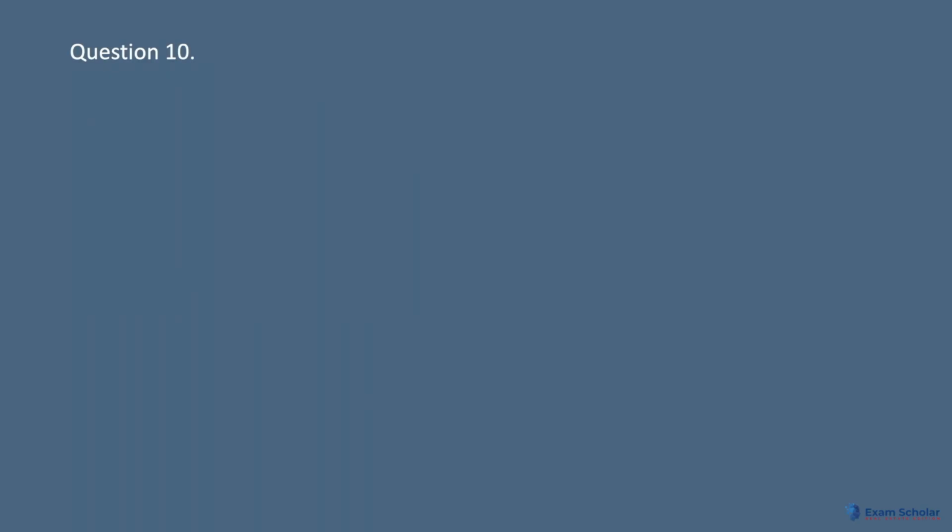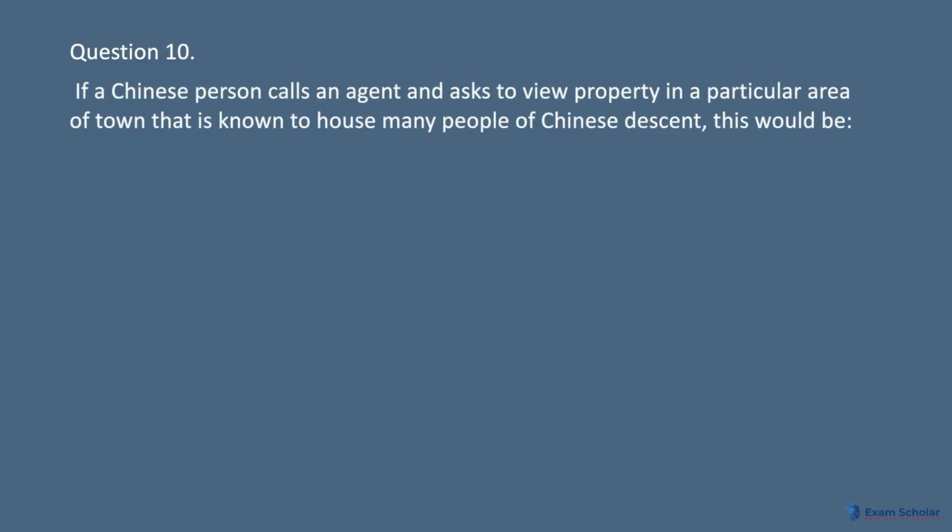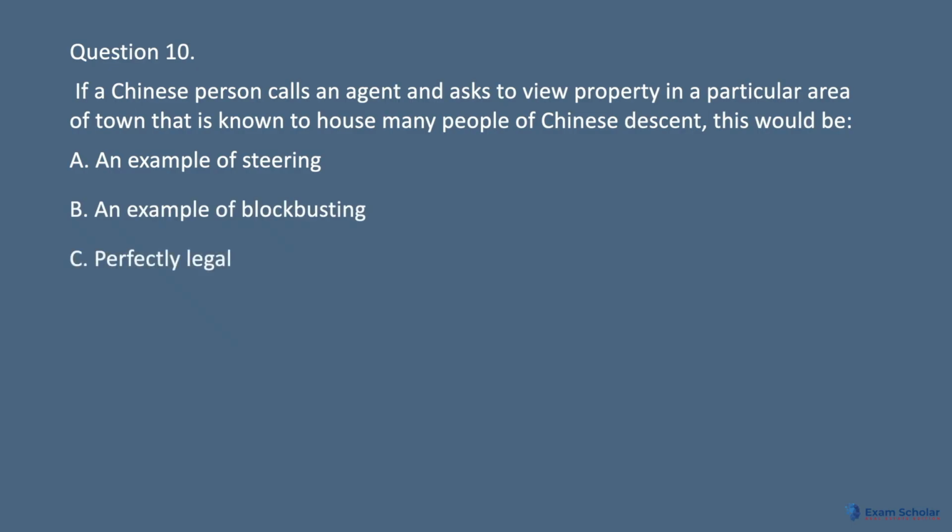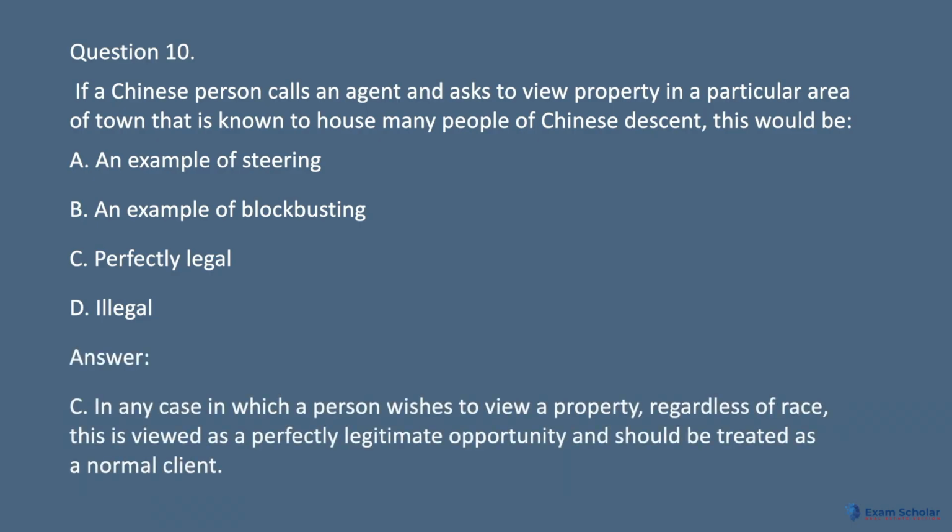Question 10. If a Chinese person calls an agent and asks to view property in a particular area of town that is known to house many people of Chinese descent, this would be A. An example of steering. B. An example of blockbusting. C. Perfectly legal. D. Illegal. Answer C. In any case in which a person wishes to view a property, regardless of race, this is viewed as a perfectly legitimate opportunity and should be treated as a normal client.